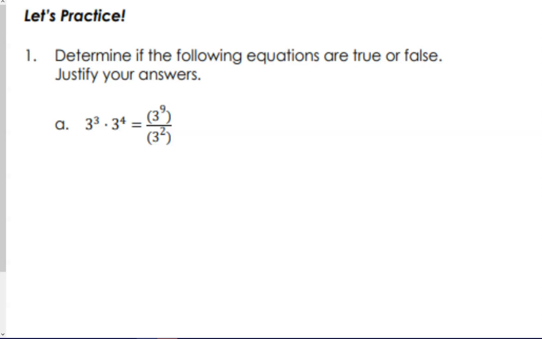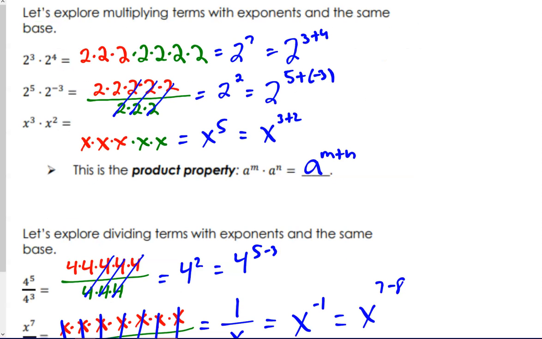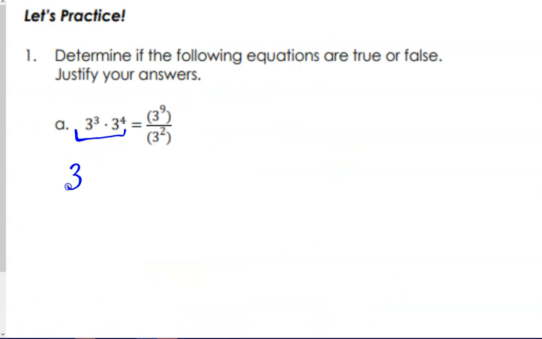Well, let's simplify each side. This left-hand side is using the product property. So product property, let's see, where is that? That's here, tells me that I get to add my exponents together. So this means I have 3 raised to the 3 plus 4, which I can simplify to just 3 to the 7th.